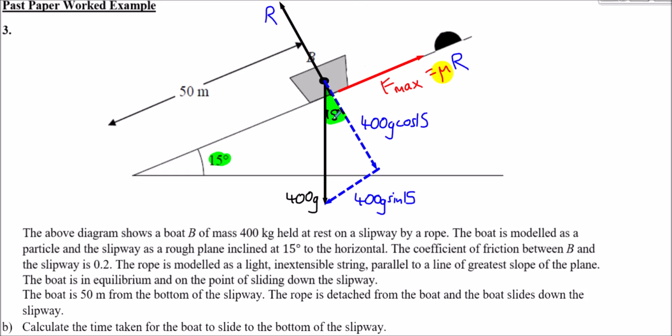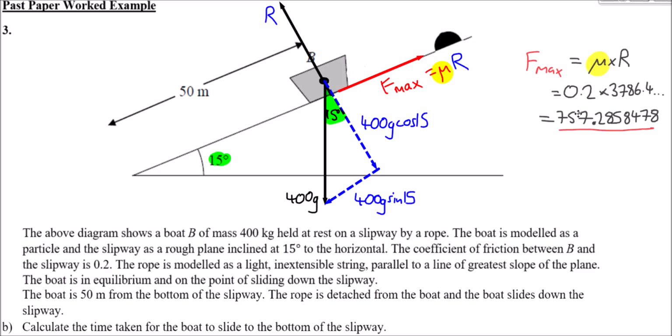Now the boat will be moving down, and remember, when there's motion, we can always model the friction to be at its maximum. This is why it was a good idea to make a note of the exact value of the friction. Here's what it was from before. Now we calculate the time taken for the boat to slide to the bottom of the slipway. Because the frictional force is constant, the slope is uniform and constant, and the component of the weight is constant, we can assume the acceleration is going to be constant.